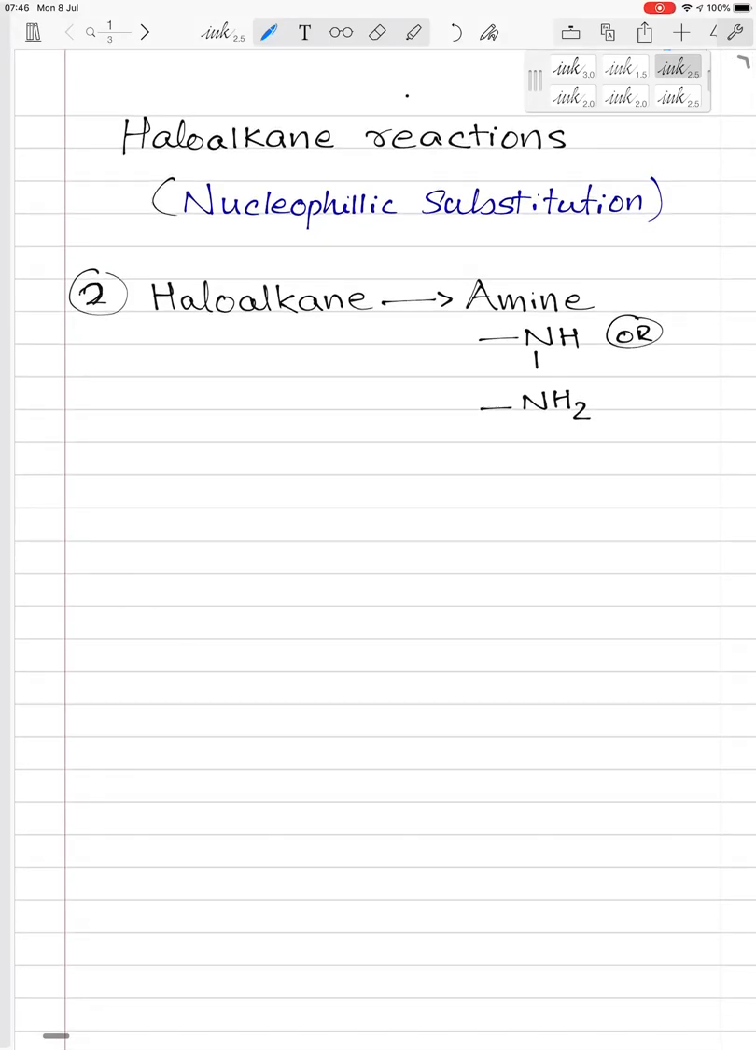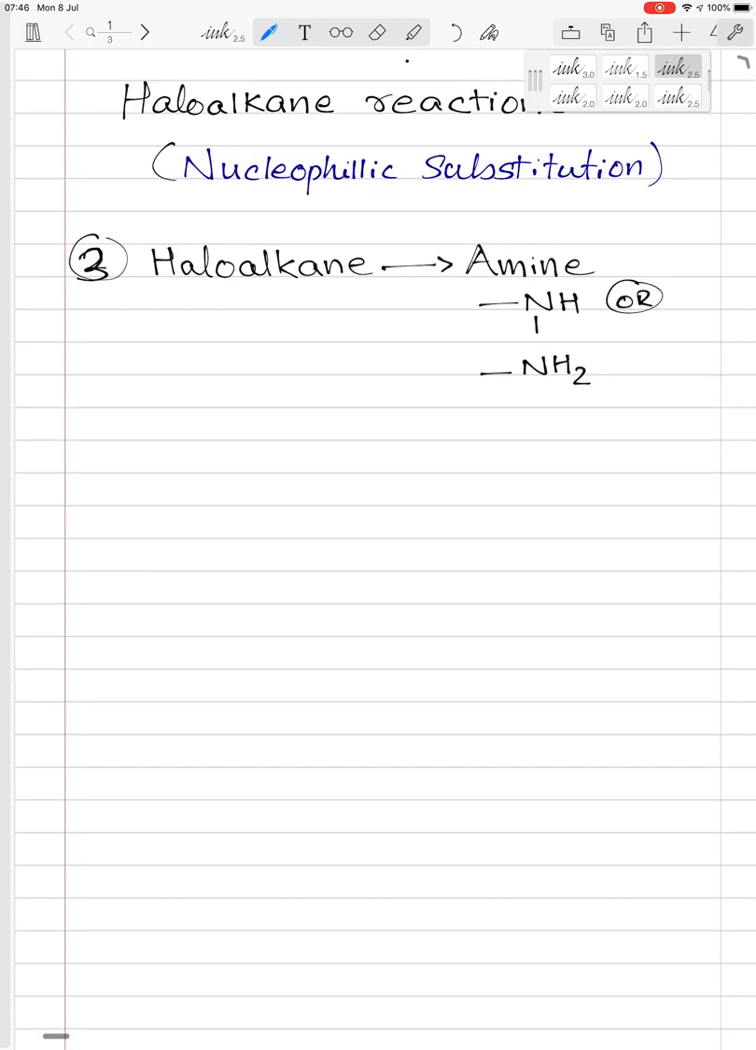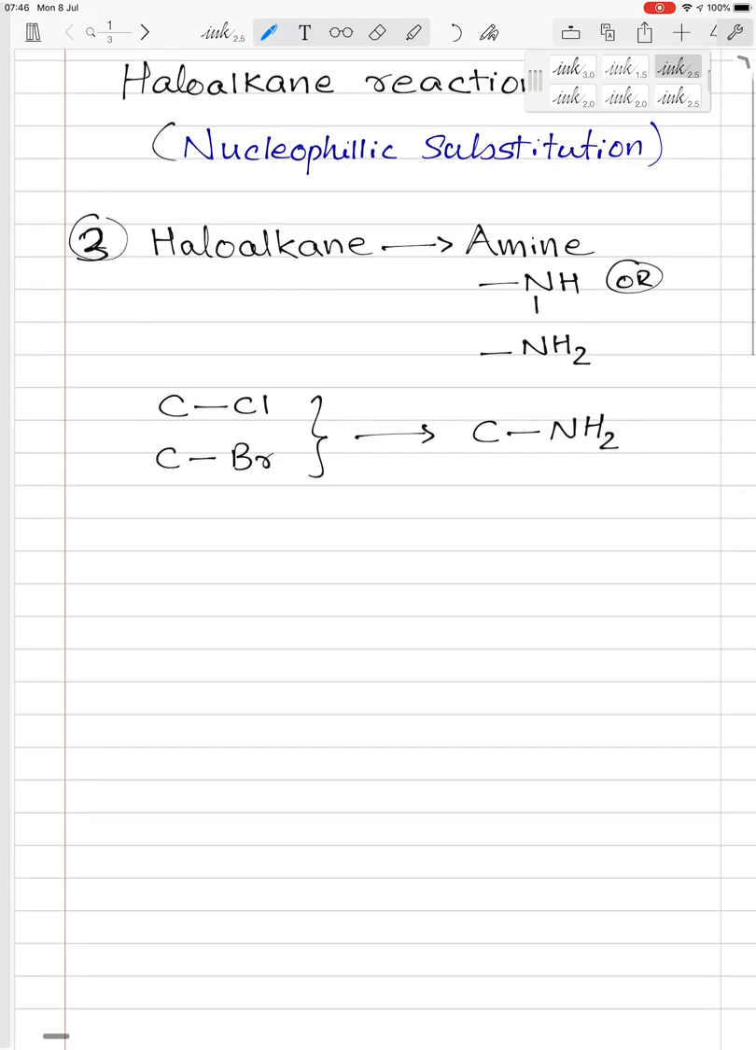Let's have a look at another reaction mechanism of haloalkane, that is haloalkane getting converted into amine. Now I have got haloalkane, meaning a C-Cl or C-Br type of group. Somehow it is getting converted into C-NH2. By the way, this reaction mechanism is in the second year, so if you are looking at this in the first year, do not worry about it, but it is good to know the mechanism even at the first year level.